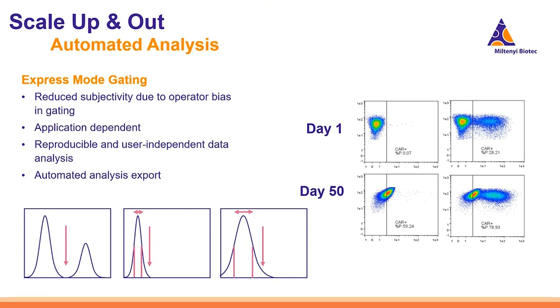And that means that if we look on the right there, on day one, the gates may look great, but on day 50, they may not apply still. So the express mode gating can automatically adjust that gate for you based on different algorithms that is application dependent. And this simplifies the workflow for the operator because it can give you immediate results and automatically place those gates, increasing productivity and also giving you reproducible results, because two technicians applying the same algorithm-based gating will have identical results because it's placing those gates automatically without operator intervention.